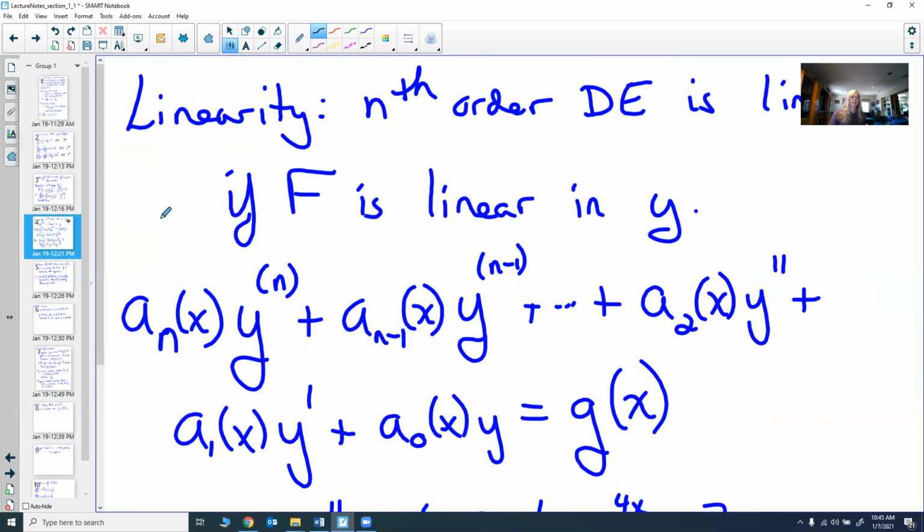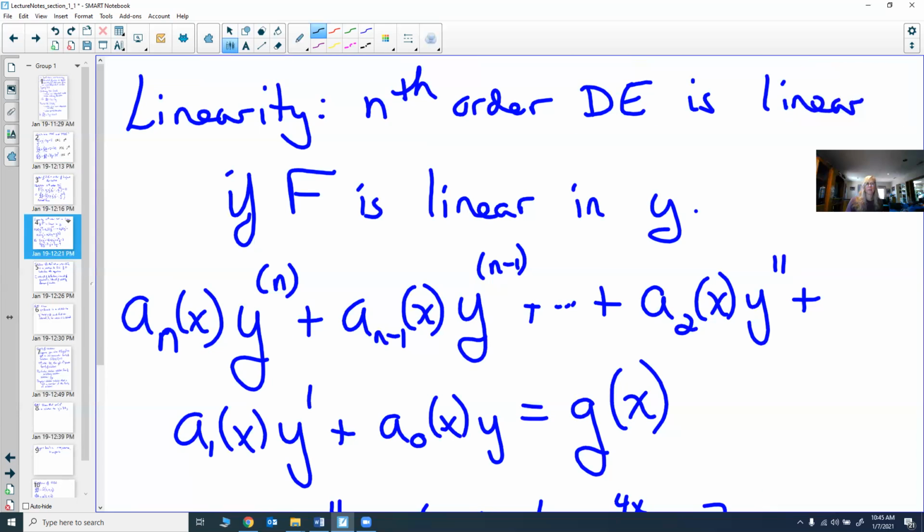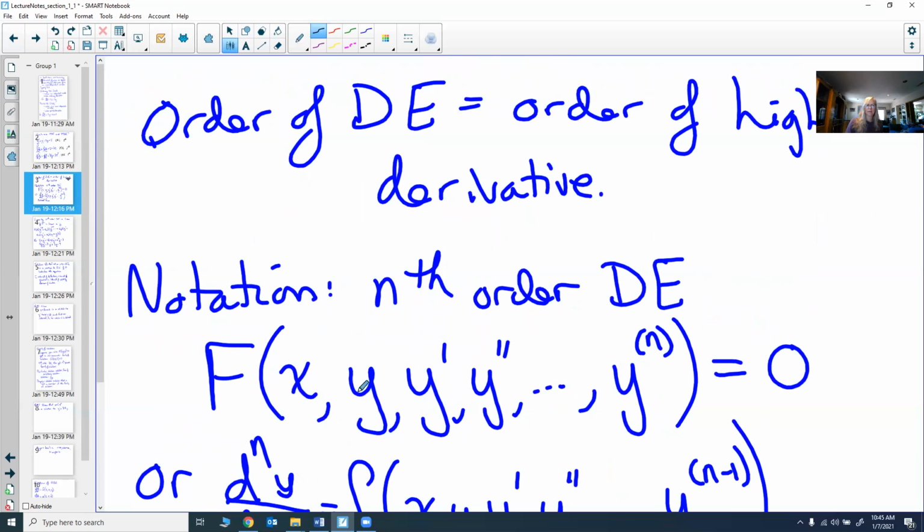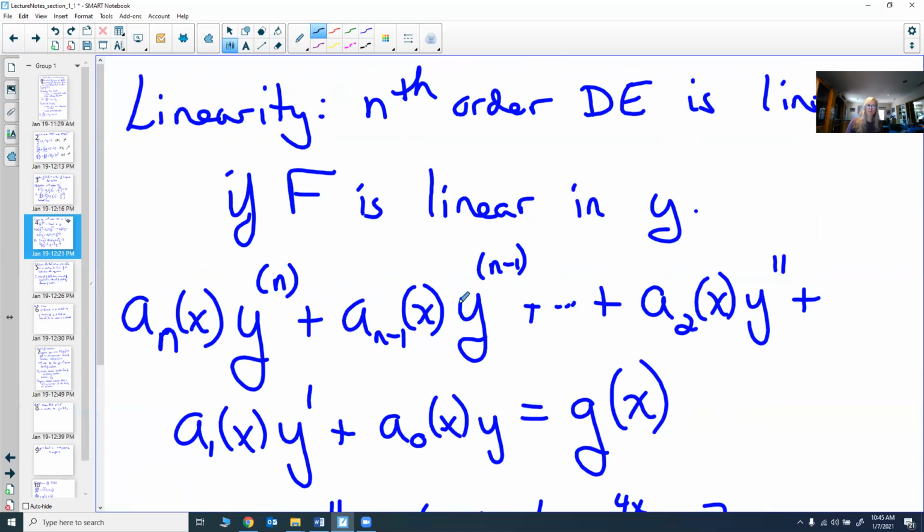We can also talk about linearity. The nth order differential equation is what we call linear if f is linear in y. What that means is that your function, that function we were just talking about, is linear in terms of y. In other words, y doesn't have any products involved with y's and y primes. It's all linear, so there's not going to be any powers on the y's. There's no exponentials on the y's, just the y's. We don't care what the x's are doing.